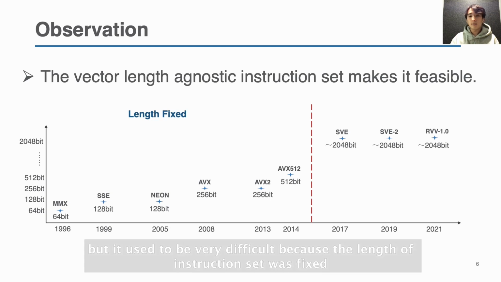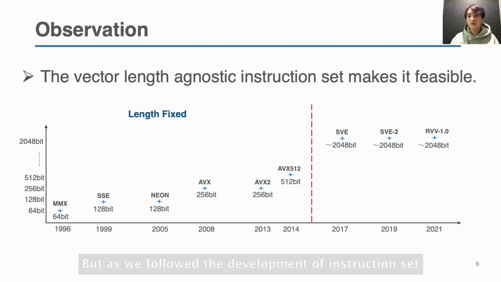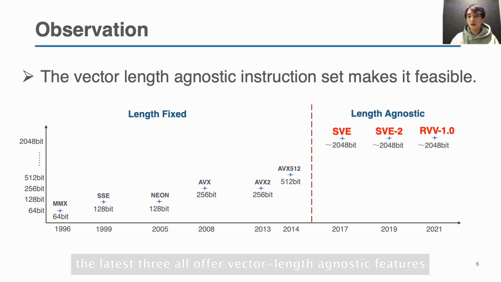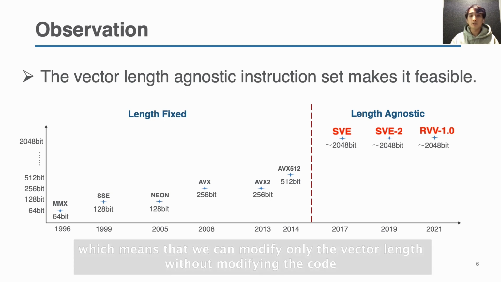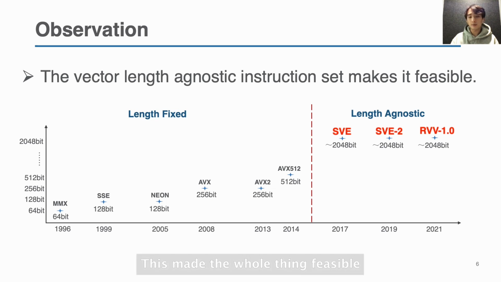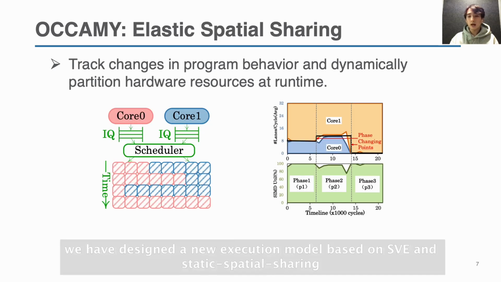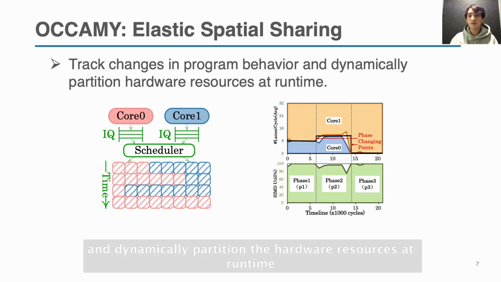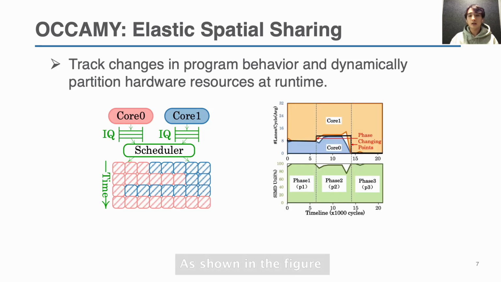The answer is yes, but it used to be very difficult because the vector length of the instruction set was fixed. But as we followed the development of instruction sets, we found that SVE has a vector length agnostic feature, which means that we can modify only the vector length without modifying the code. It makes the whole thing feasible. So, we have designed a new execution model based on SVE and static spatial sharing. It can track changes of program behavior, divide the program into different phases, and dynamically partition the hardware resources at runtime. As shown in the figure, it can take utilization to the next level.